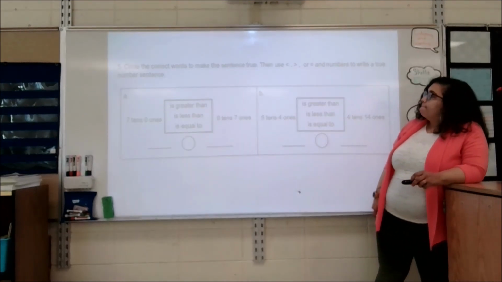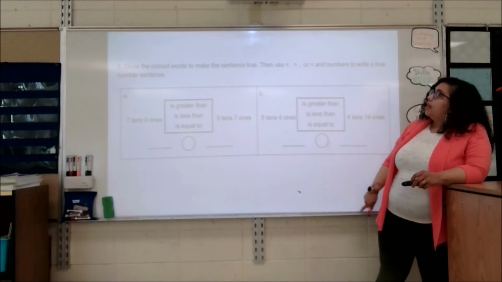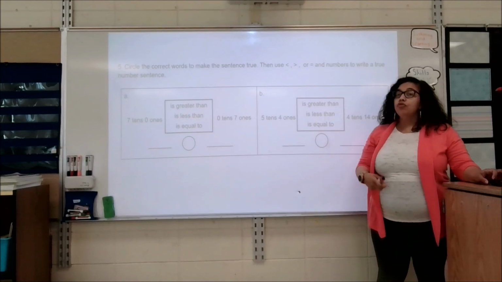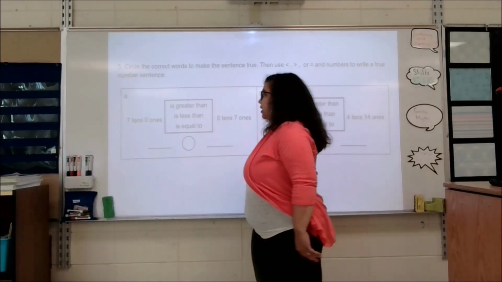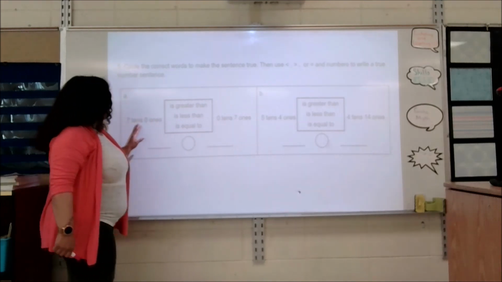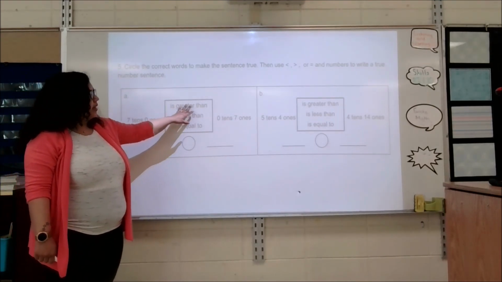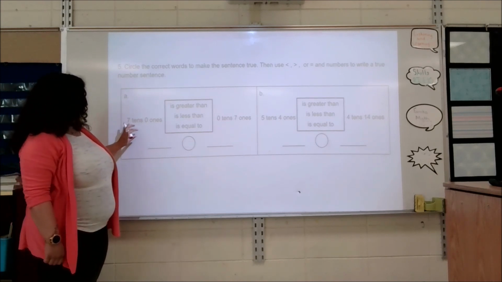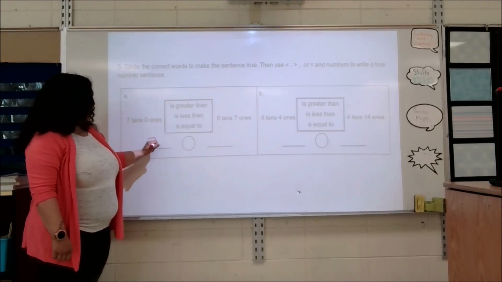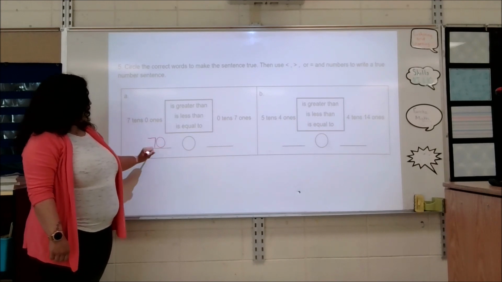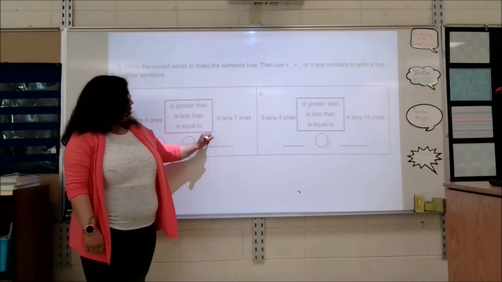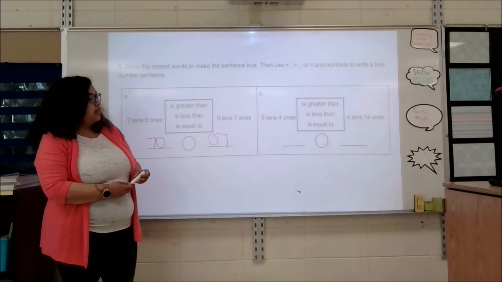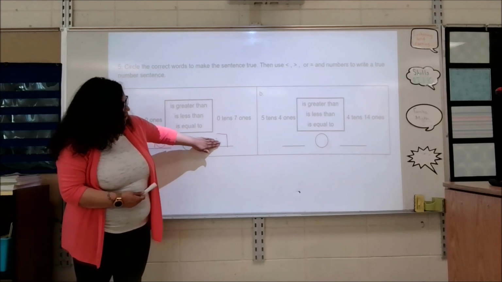Okay, now, this time we're using less than, greater than, or equal to, and numbers to write true number sentences. So reading what's given, 7 10s and 0 1s is blank, 0 10s and 7 1s. Let's write the numbers to match that. So we'll be taking these words and putting them as the digits, 7 10s and 0 1s. And here we have 0 10s and 7 1s. Now with 0 in the tens place, we can actually not write it.